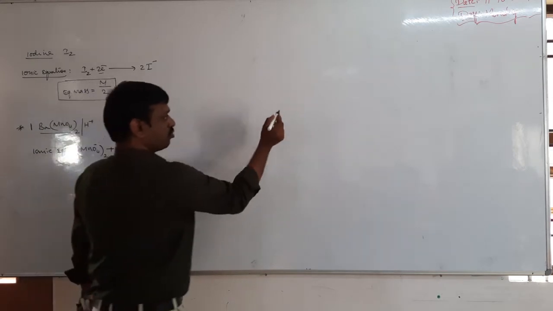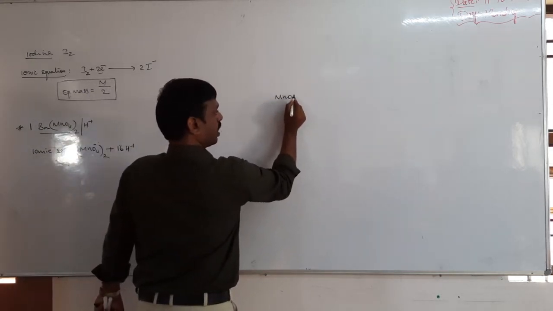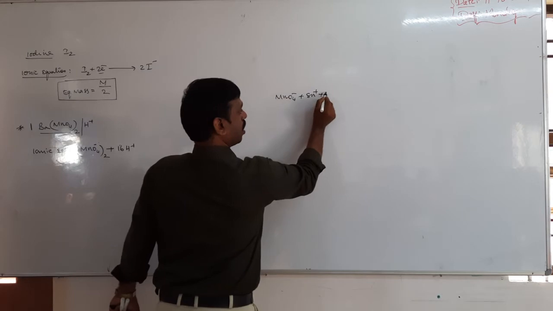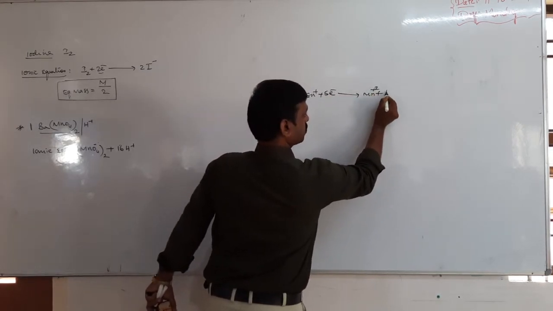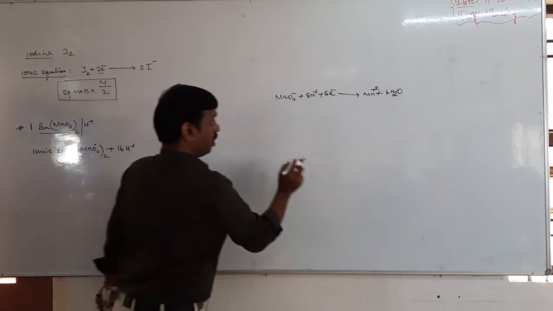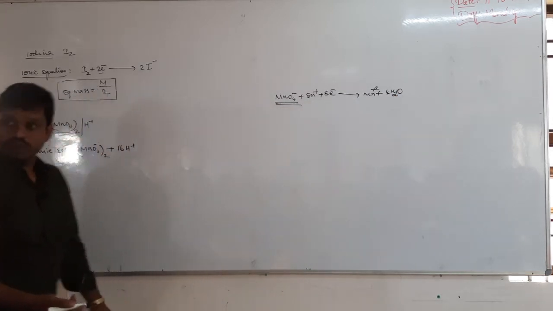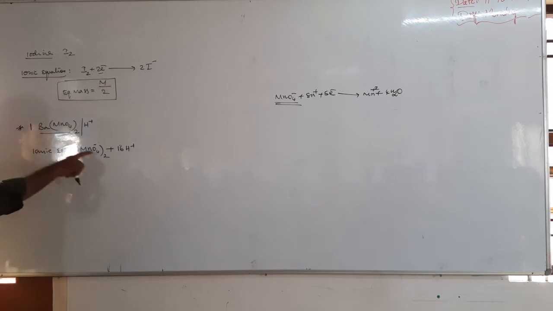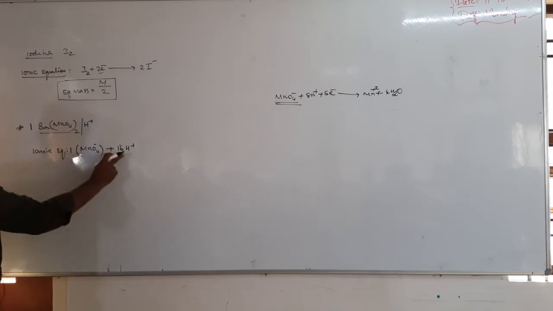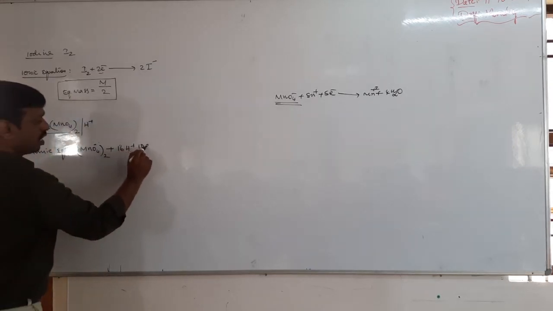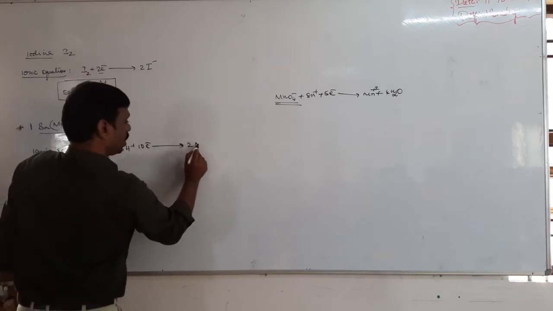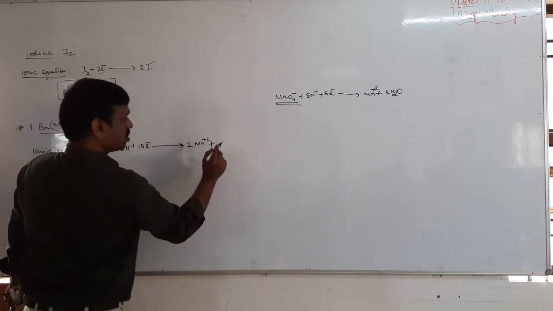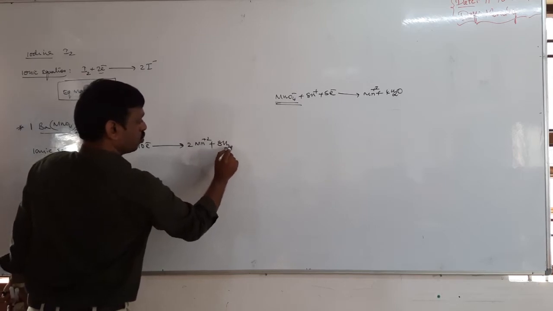Do you remember in the morning class we studied MnO4 minus plus 8 H plus plus 5 electrons gives Mn2 plus plus 4 water molecules. That is for 1 permanganate ion, but here this 1 mole has 2 permanganate ions. Therefore everything is double: 16 H plus, 10 electrons gives 2 Mn2 plus plus 8 H2O.